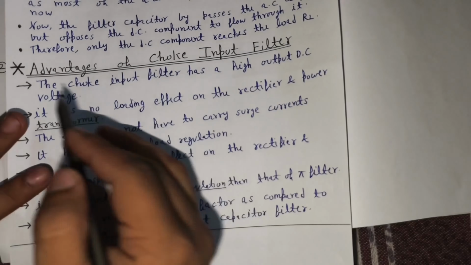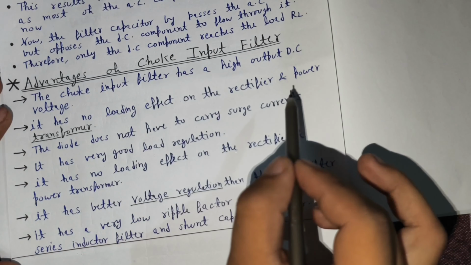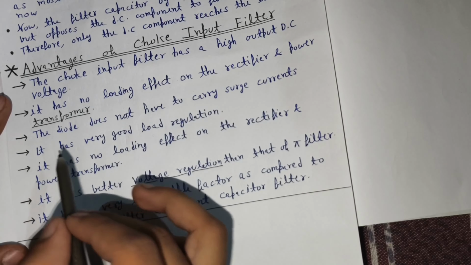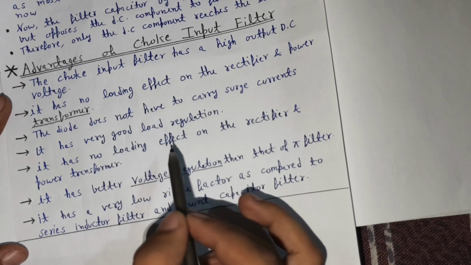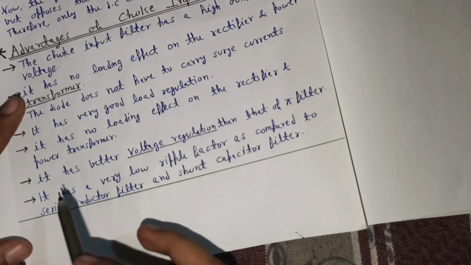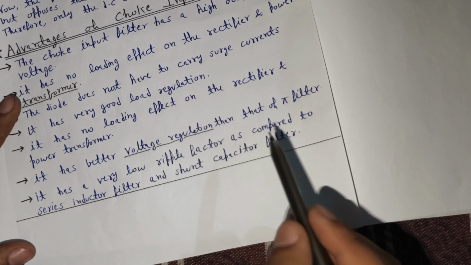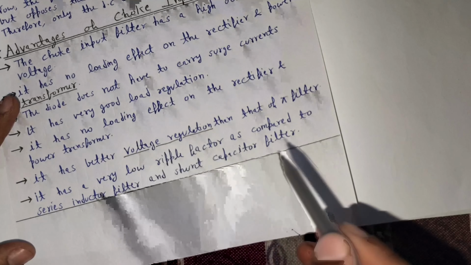Now we are talking about the advantages of the choke input filter. The choke input filter has a high output DC voltage. It has no loading effect on the rectifier and power transformer. The diode does not have to carry surge currents. It has very good load regulation. It has better voltage regulation than that of the pi filter. It has a very low ripple factor as compared to the series inductor filter and shunt capacitor filter.